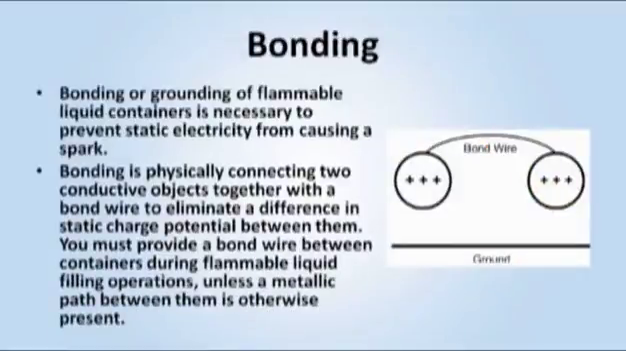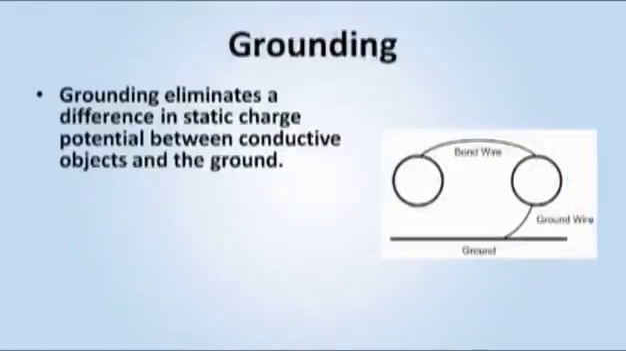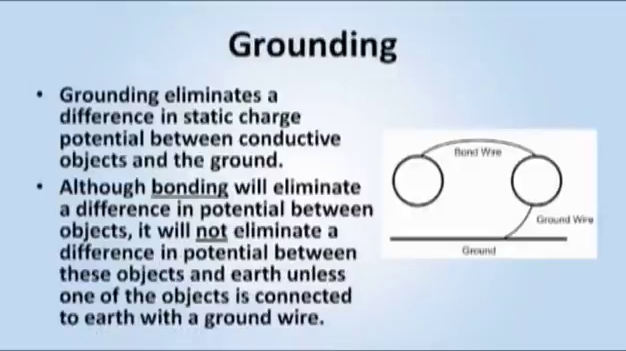Bonding is physically connecting two conductive objects together with a bond wire to eliminate a difference in static charge potential between them. You must provide a bond wire between containers during flammable liquid filling operations, unless a metallic path between them is otherwise present. Grounding eliminates a difference in static charge potential between conductive objects and the ground. Although bonding will eliminate a difference in potential between objects, it will not eliminate a difference in potential between these objects and Earth, unless one of the objects is connected to Earth with a ground wire.